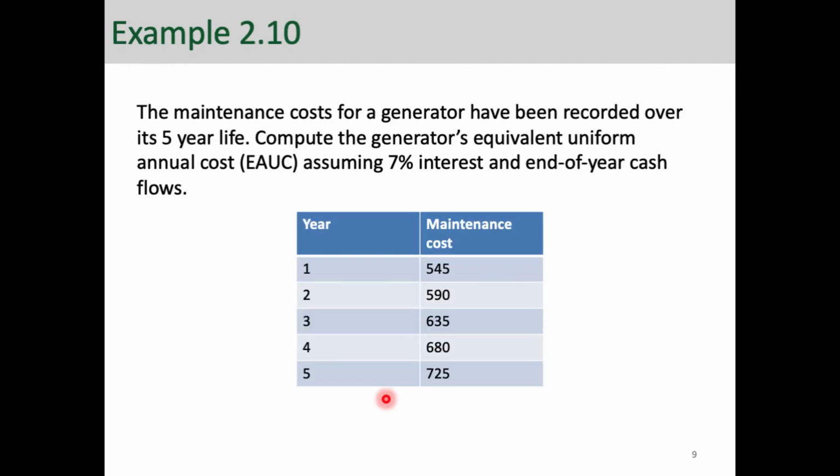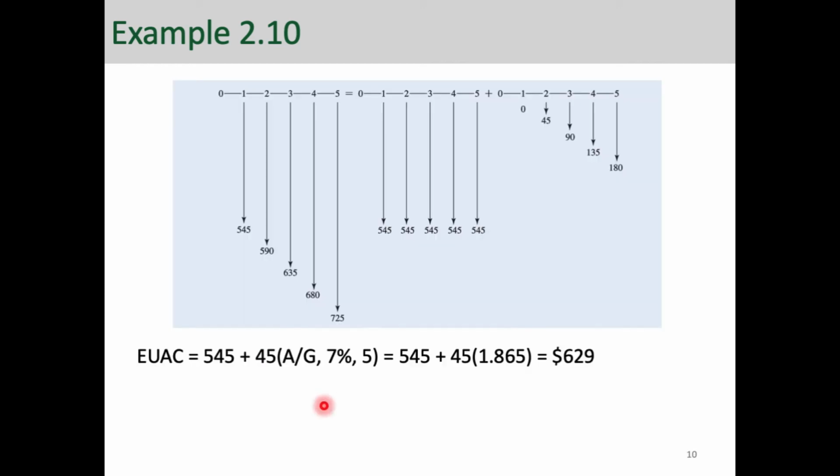Let's take a look at one example here. Here it says that maintenance costs of a generator have been recorded over its 5-year life. Compute the generator's equivalent uniform annual cost, assuming 7% interest and end-of-year cash flows. So what we have here is all costs for each year. And if you draw that cash flow, you can see that it's an arithmetic gradient cash flow.